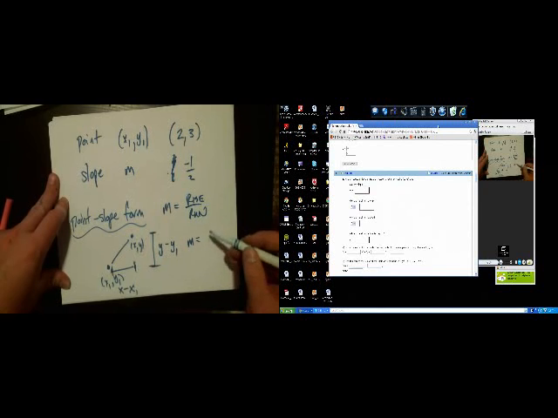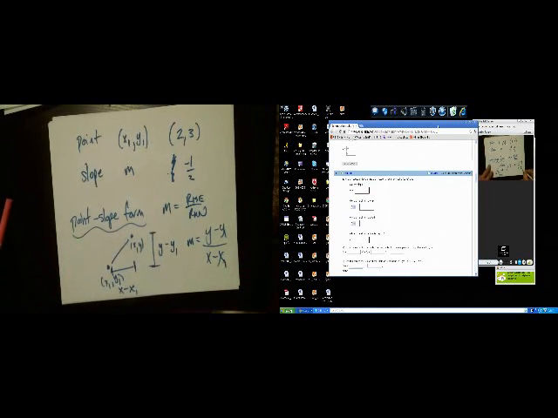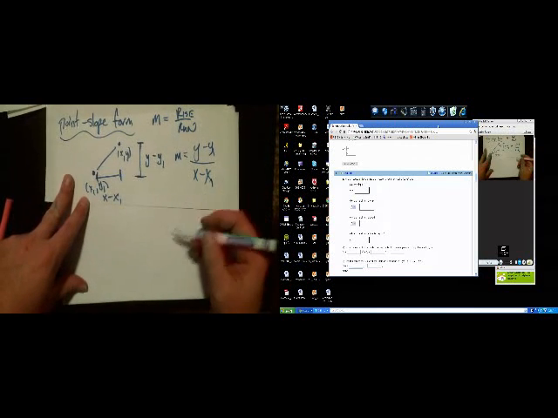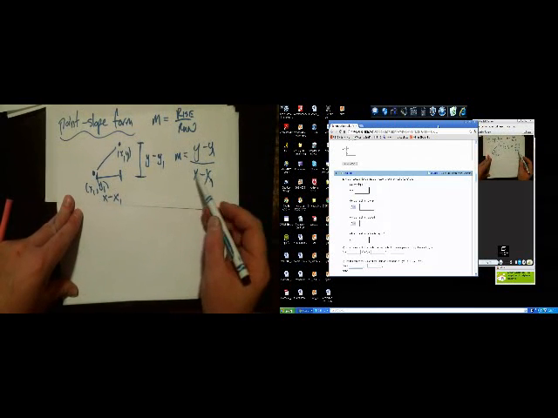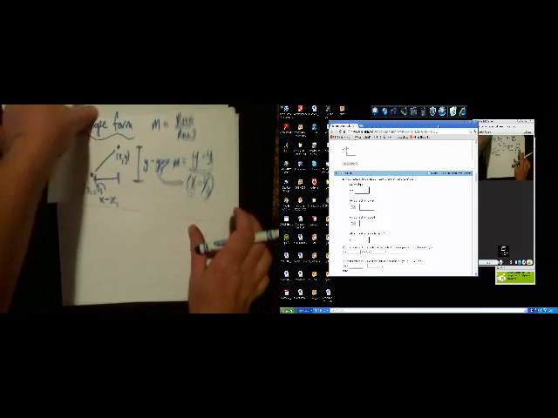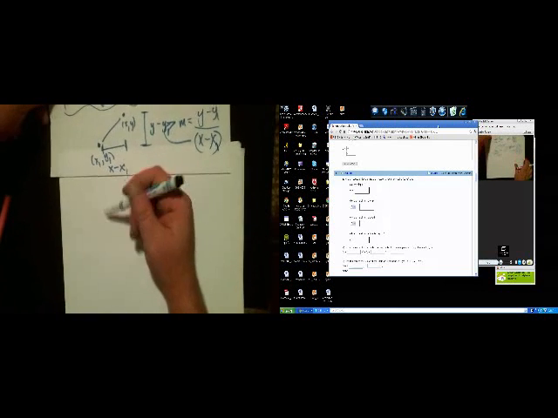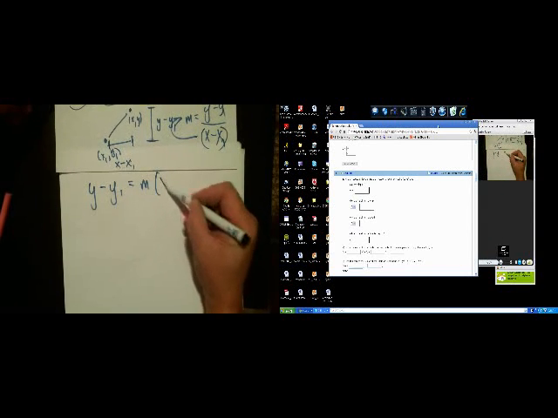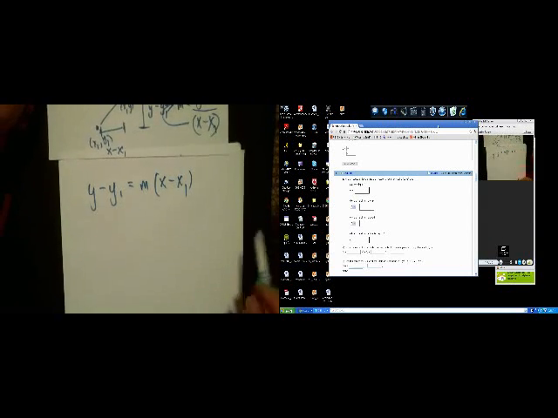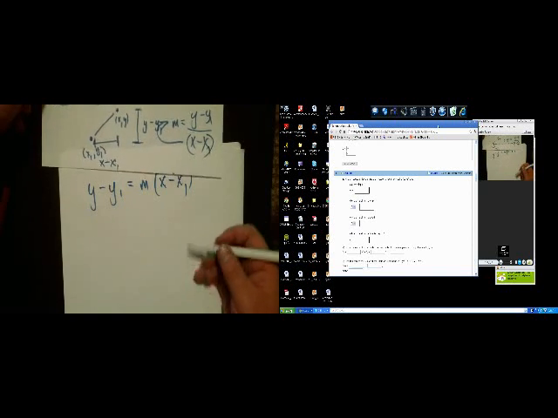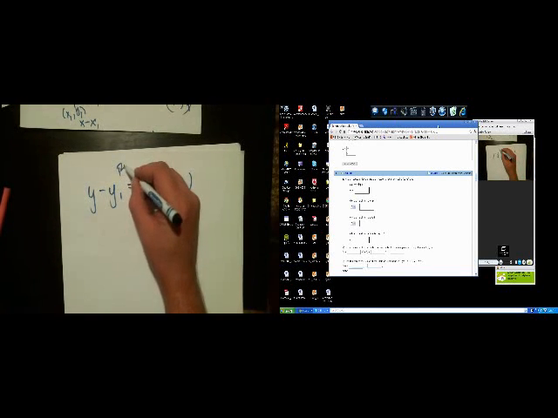That becomes m equals (y minus y1) over (x minus x1). Okay? Typically, you'll see this not written like that. You'll move this over to the m, and then you'll get point slope form. It'll end up looking like this. And this is what you commit to memory. So this is point slope form.